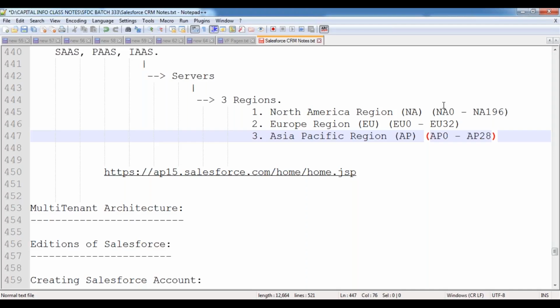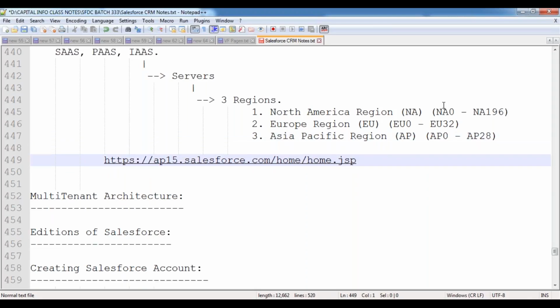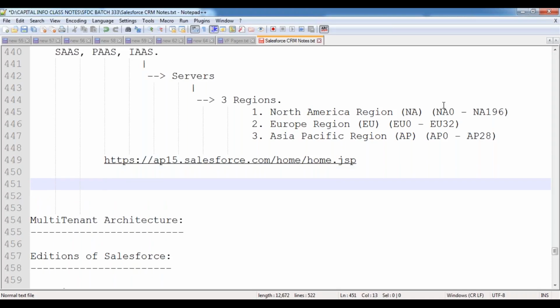So whenever a customer wants to utilize the Salesforce services, Salesforce allocates some amount of memory space for that customer in the associated region's available server. Now in this case, how can we see the servers' information? Where can we see all the servers' information, and whether the server is up and running fine or not?